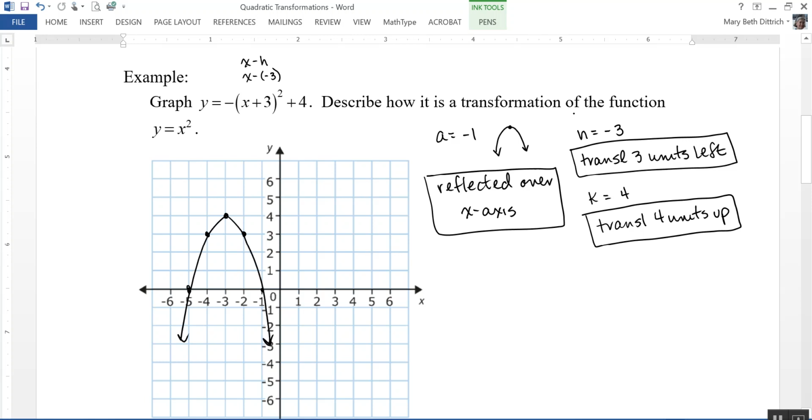So, how is it a transformation of the parent function y equals x squared? It's reflected over the x-axis and it's translated 3 units left and 4 units up.